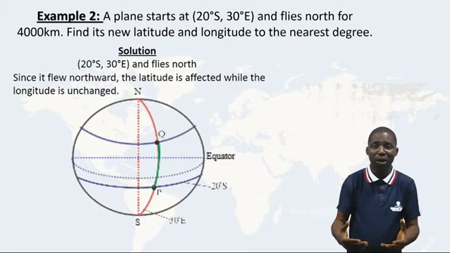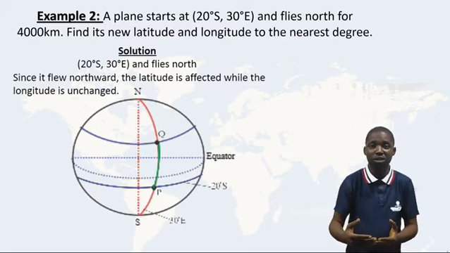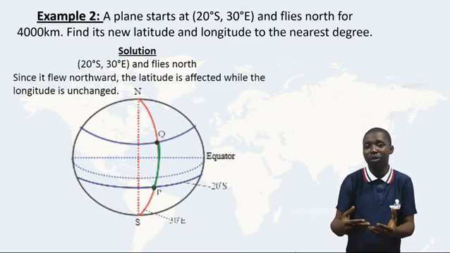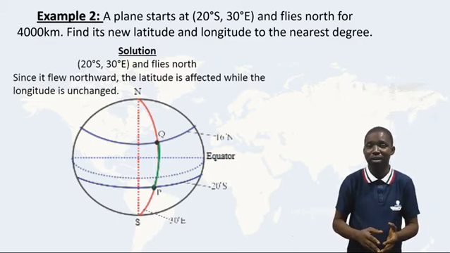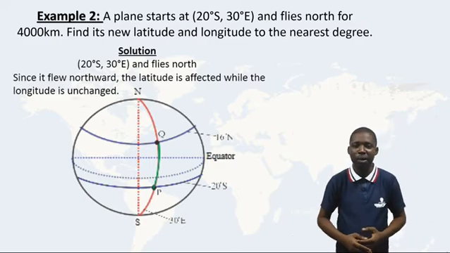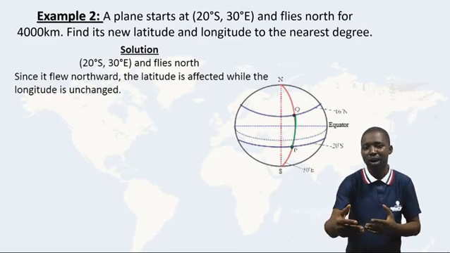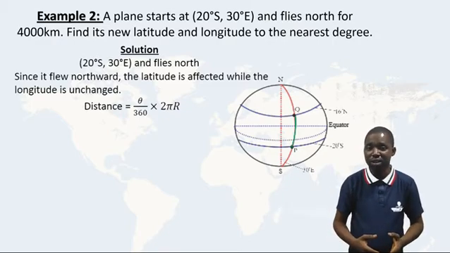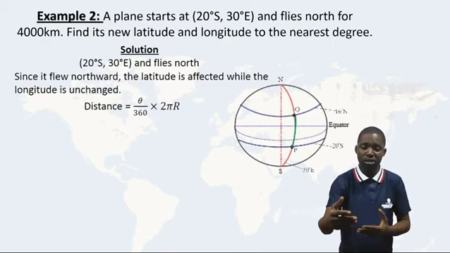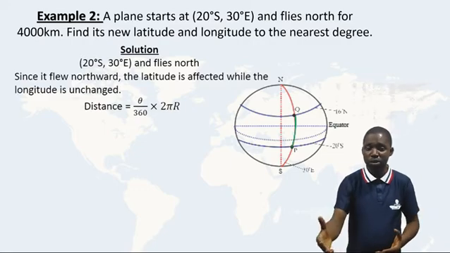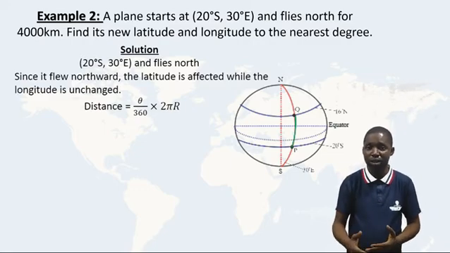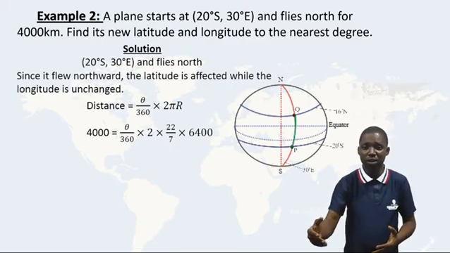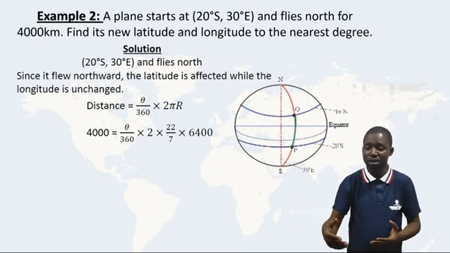Now, if it is flying northward, we don't know by how many degrees, but we know it is flying northward, meaning we have to get our value of theta, which happens to be the angular difference. Okay, let's use the formula. Distance is equal to theta over 360 times 2 pi r. Our distance is given in the question as 4,000. Theta, we are looking for that, we don't know. 360 is a constant given in the formula, times 2. Our pi, 22 over 7. The radius of the earth, as we've been explaining, is 6,400.